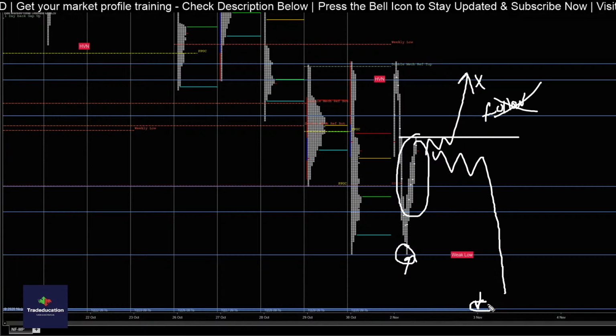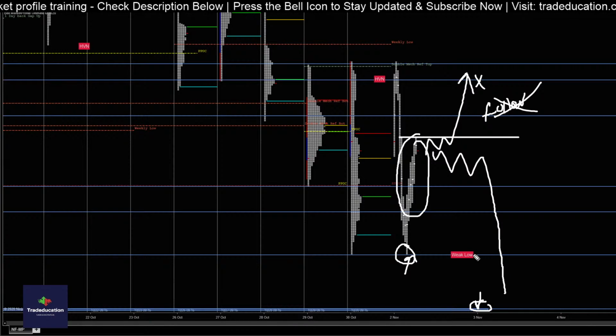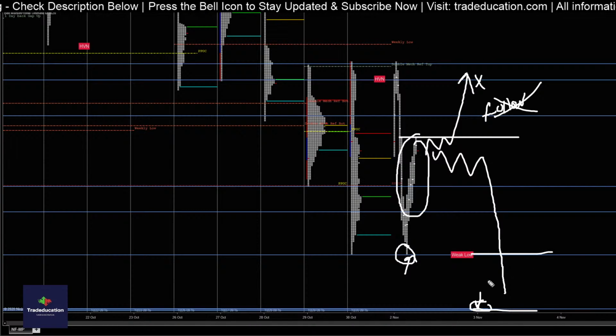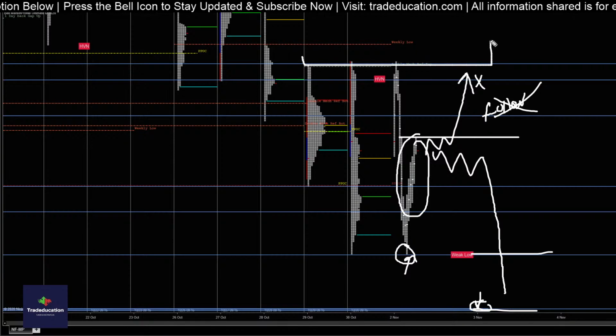So if you see, this is a gap which would get filled. So there are two data points from the lower side. One is the weaker low and one is this gap. Okay, so these are the two data points from the lower edge. From the upper edge, we have clustered highs.